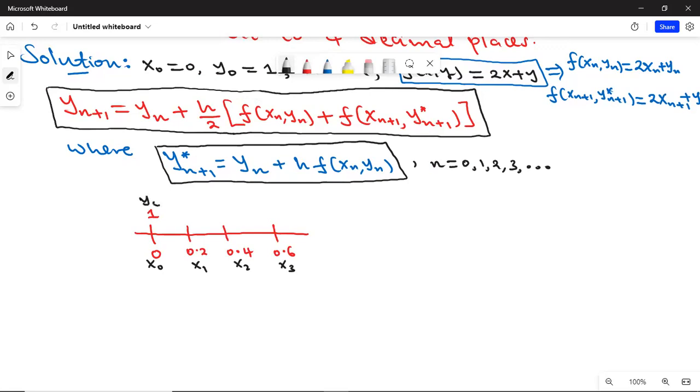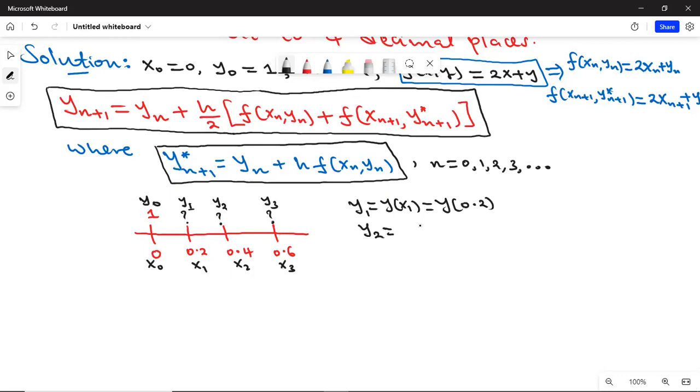1 is y0, but I don't know the value here. That is y1. I don't know the value here. That is y2. I don't know the value here. That is y3. So the task here is to find the values of y1, y2, and y3. When we write y1, it is the same as y at x1, which is the same as y at 0.2. That's what you need to find.